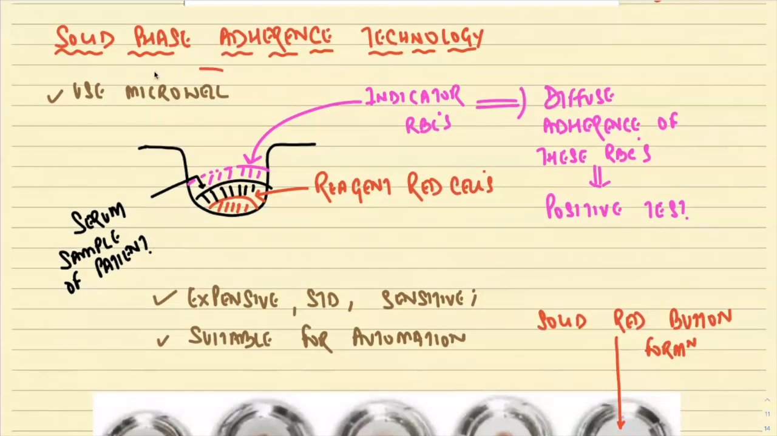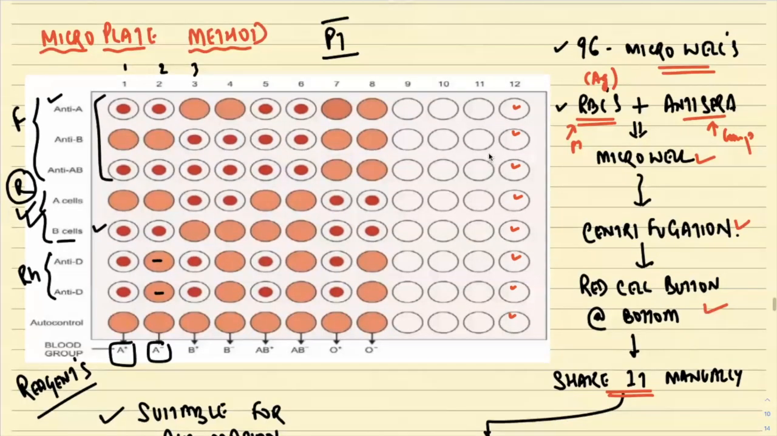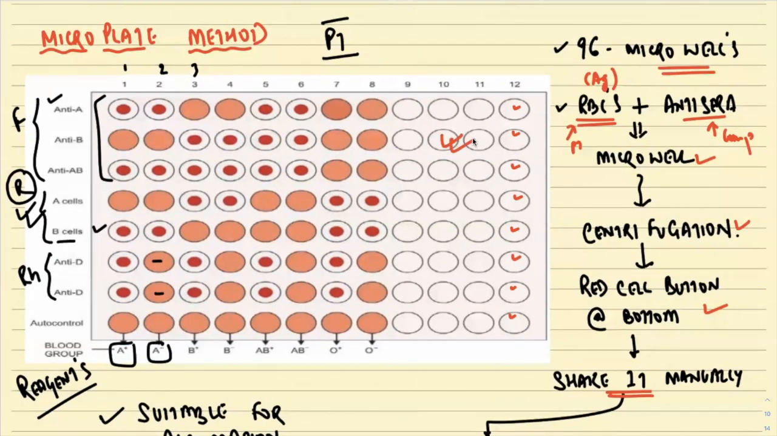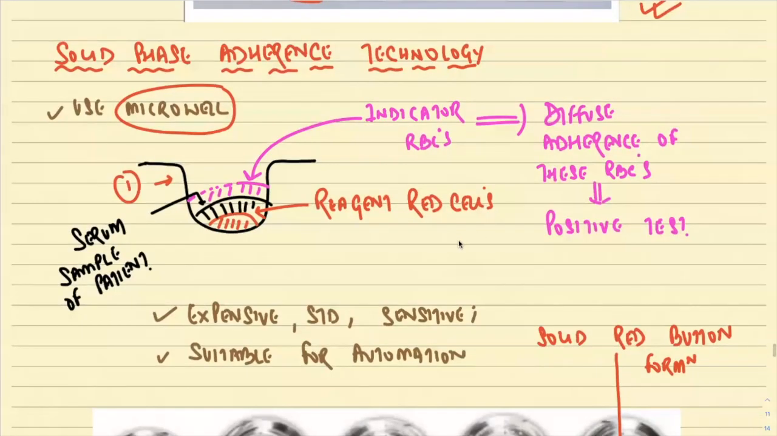This is also a method which is based on the microwell. So this is one microwell, like I showed you the microwells over here. This method is also making use of microwells like this. One microplate like this is there. So in one of the wells, I'm telling you what is happening. Over here, company-provided reagent red cells are there at the bottom. The serum sample is taken from the patient.